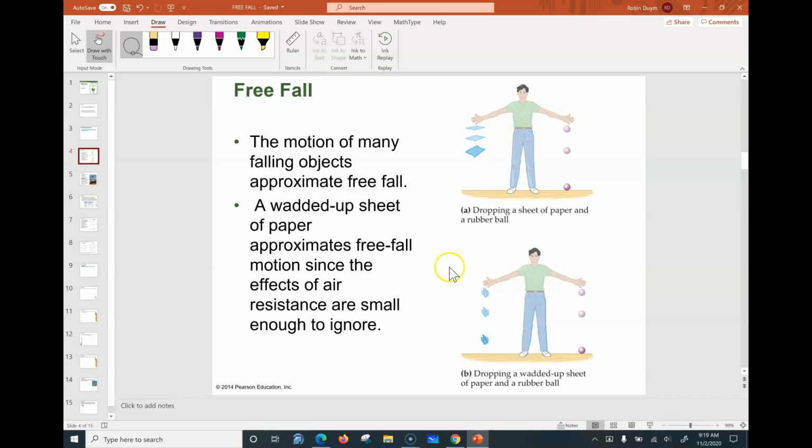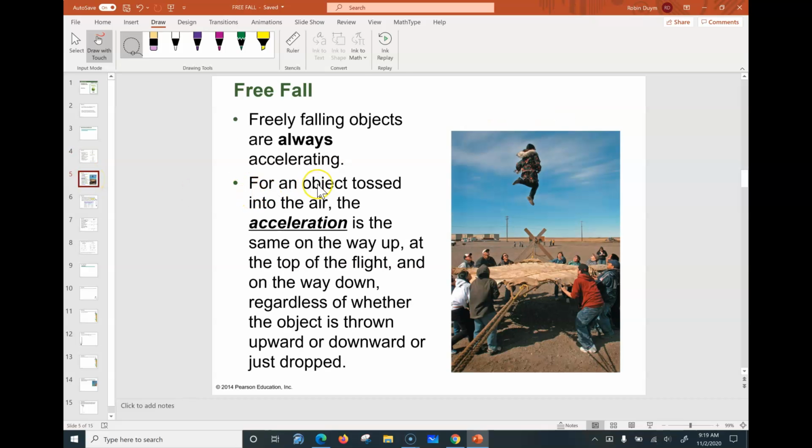Again, it's because of the size rather than the mass. Okay, so here's an idea. Most people think free fall. They think objects are always moving downward, and that's not the case.